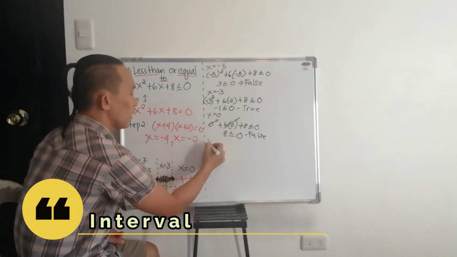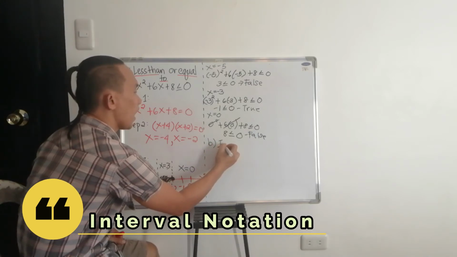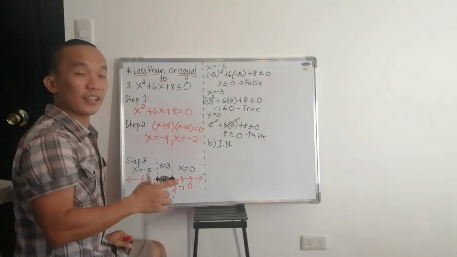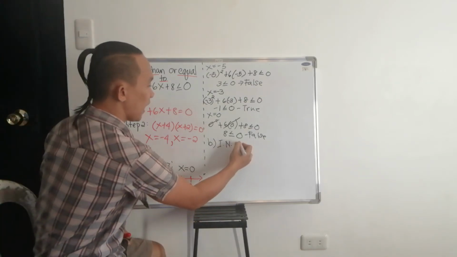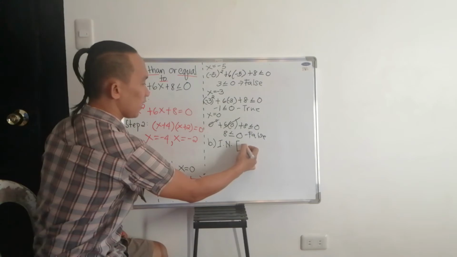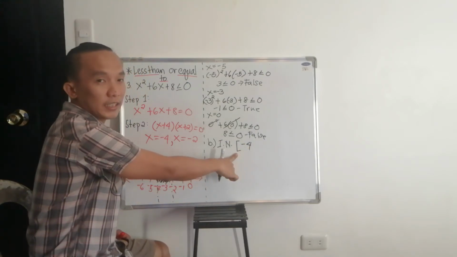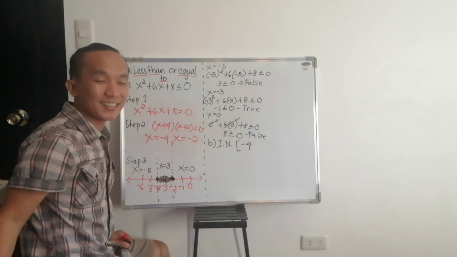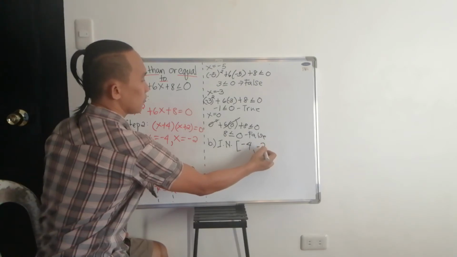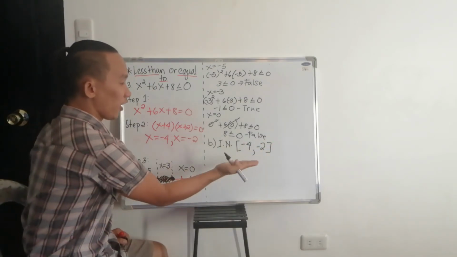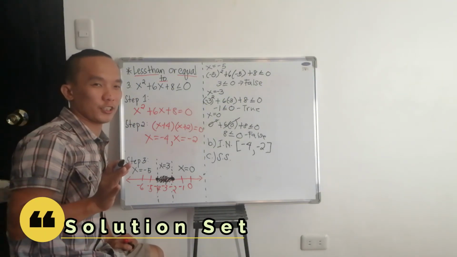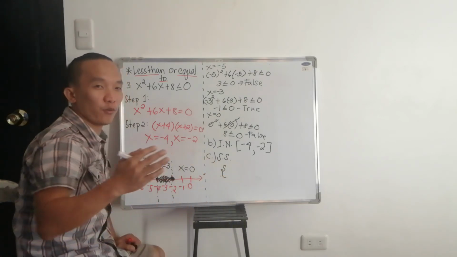Therefore, this is how you write your interval notation. Since negative 4 and negative 2 are already included, you write a square bracket. Then you write negative 4. This symbolizes that negative 4 is included, and negative 2. So this is now your interval notation. So I will write now your solution set. I will write the other one.